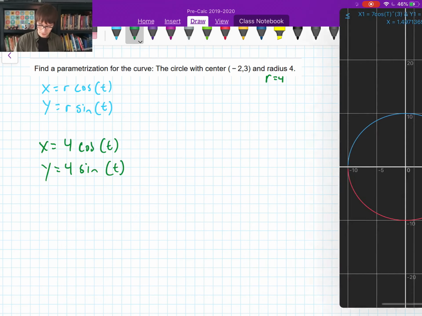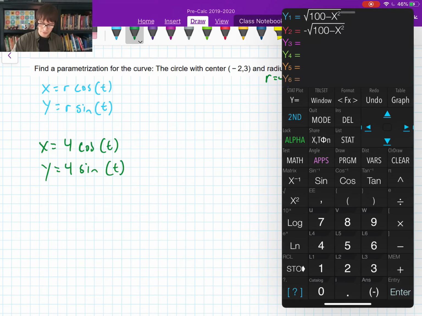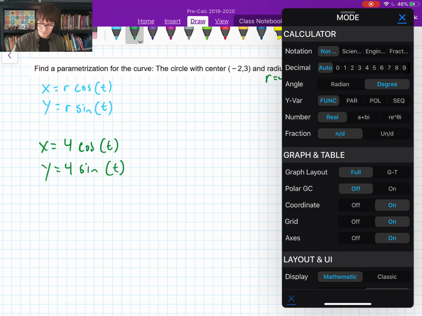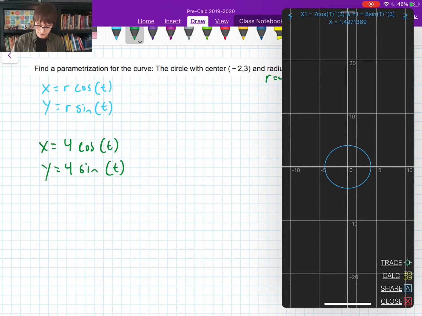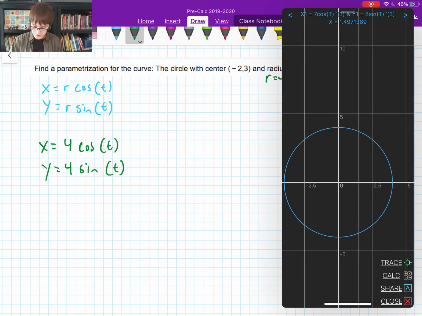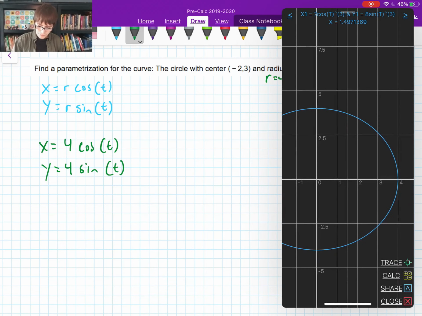Let's just graph what we have so far so we can see what's going on. I'm going to go to parametric mode, and up here we will clear everything that's in there so far. And we'll have 4 cosine t, and then 4 sine t. All right. So you can see we've got the graph. It's got a radius of 4, which is exactly what we want. But we want to move this graph.